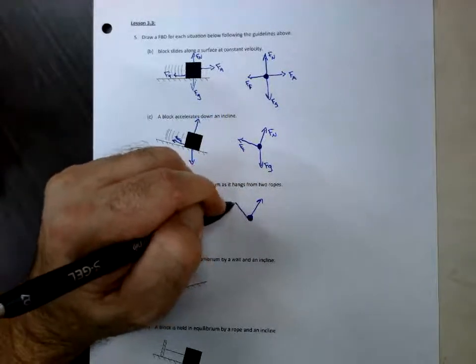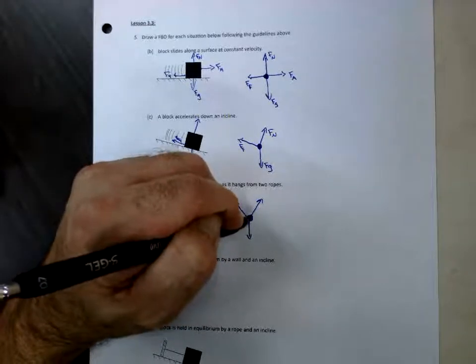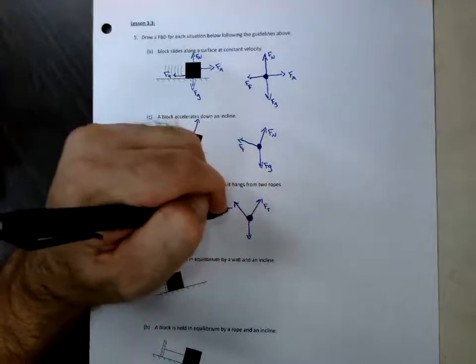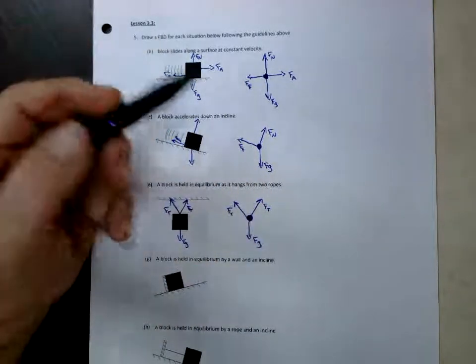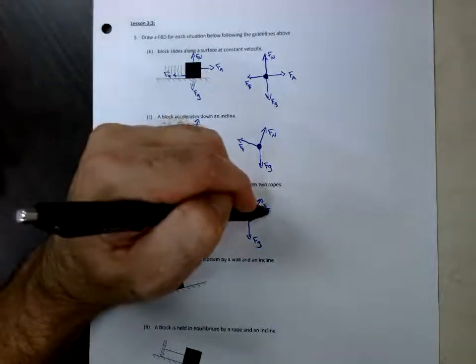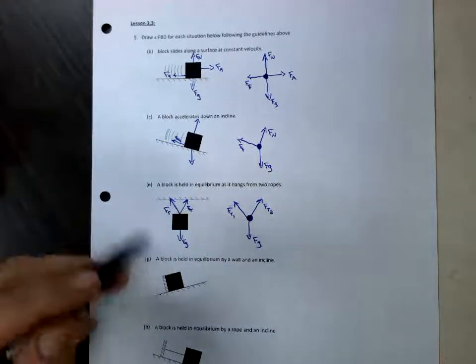Now, doing the diagrams, you can do the arrows first and then come back and label them, right? That part doesn't really matter, but this is force of tension, this is force of tension, and this is force of gravity. Now, if you want to be really specific, you could come back and say this is tension 1 and this is tension 2, but that's not really necessary.